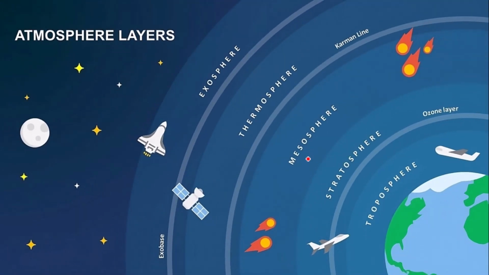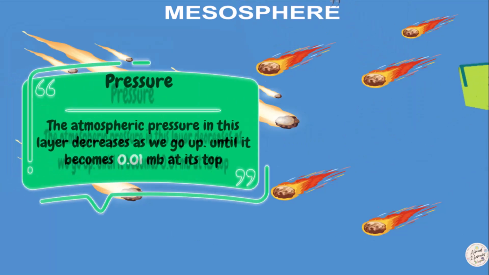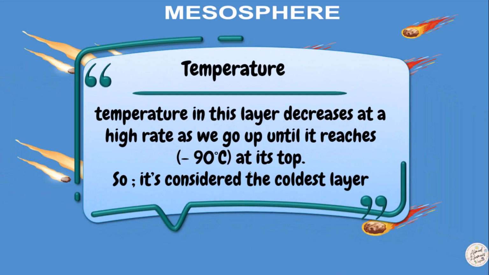The third layer is the mesosphere, and meso means middle, so the mesosphere means middle layer. It has 35 kilometer thickness and is the third layer of the atmospheric envelope. The pressure again in the mesosphere keeps decreasing as we go up until it reaches 0.01 millibar, and the temperature in this layer decreases as we go up until it reaches minus 90 degrees Celsius. So the mesosphere is considered the coldest layer.